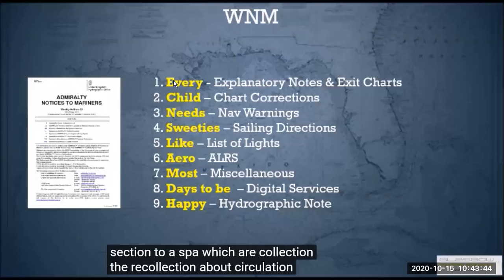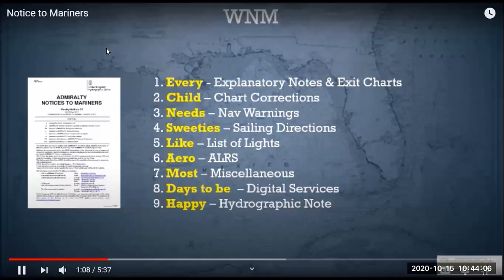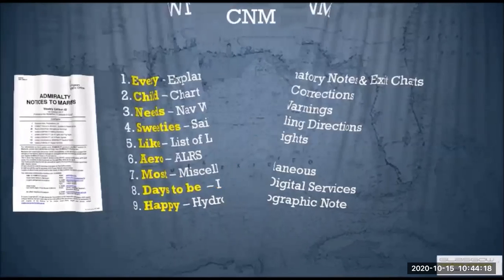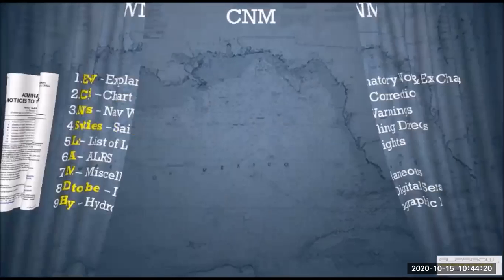So T and P corrections and permanent chart corrections are in section 2, chart. Then nav warnings for any navigation incidents, and then sailing directions, list of lights, ALRS. We will talk in detail about these publications and their corrections.